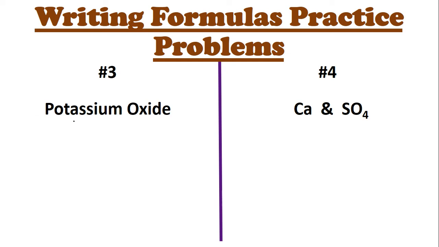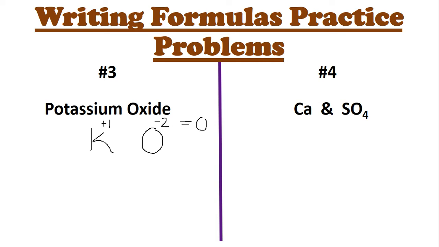Here we go. So this time you are given the name of the compound, potassium oxide. So we first have to write the symbols. Potassium's symbol is K. Oxide, remember, in the name you changed the ending to -ide. Oxide is oxygen, so that's O. And then we're going to write our oxidation numbers above the symbols. Potassium is +1 and oxygen is -2.